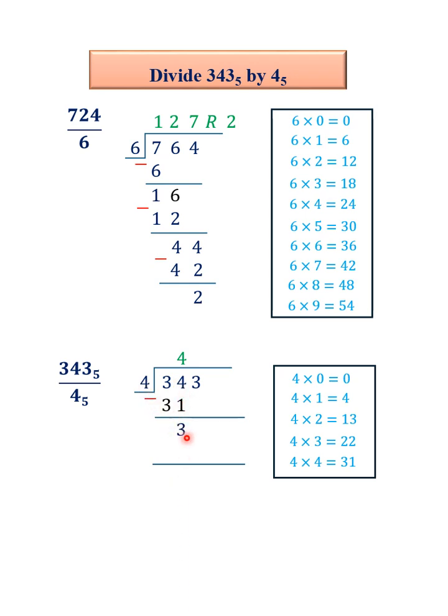4 into 3 cannot, so we bring down this 3, and we have 33. 4 into 33, we look at our table. 31 is the closest there, so 4 into 33 will give us 4 in base 5. So we put down 4. 4 times 4 gives us 31 in base 5. If we subtract, we get 2. 4 into 2 cannot. There is no other number to drop, and the answer becomes 44, remainder 2.